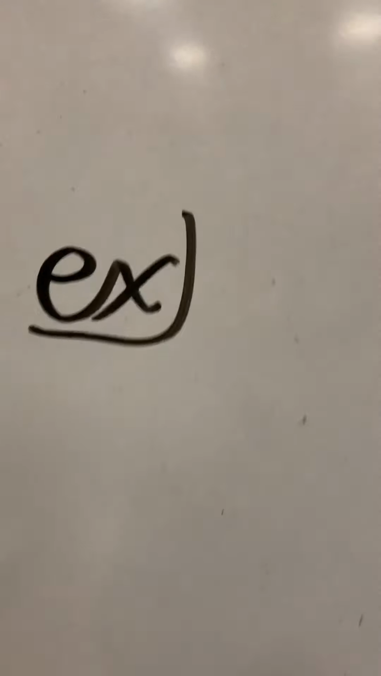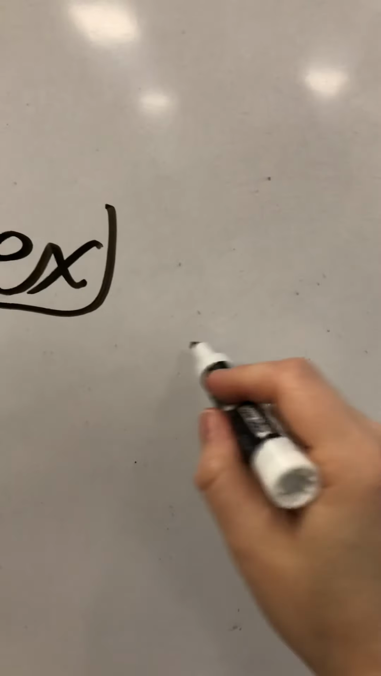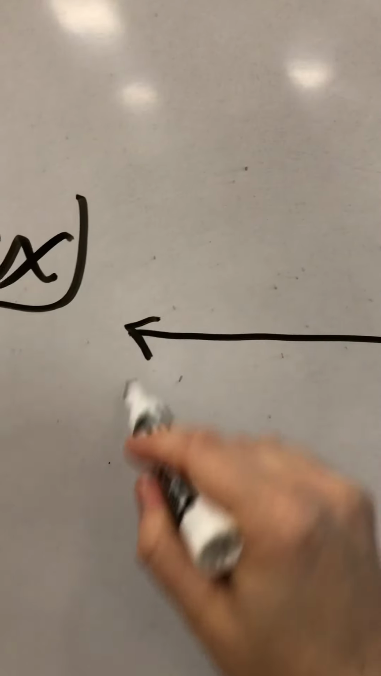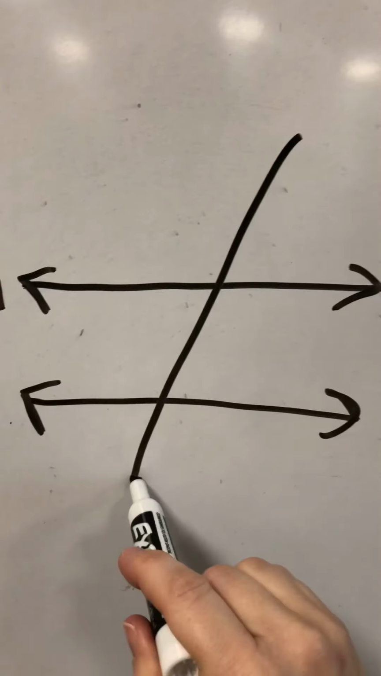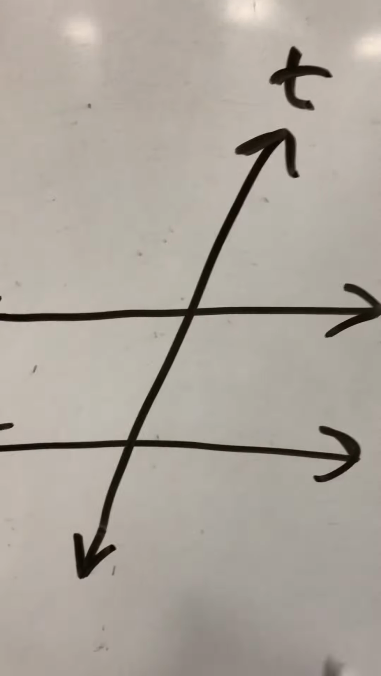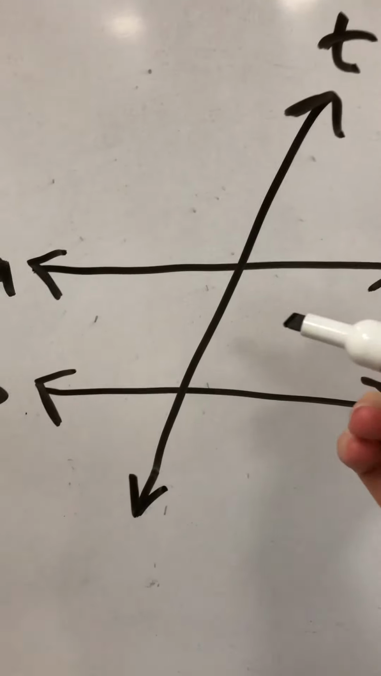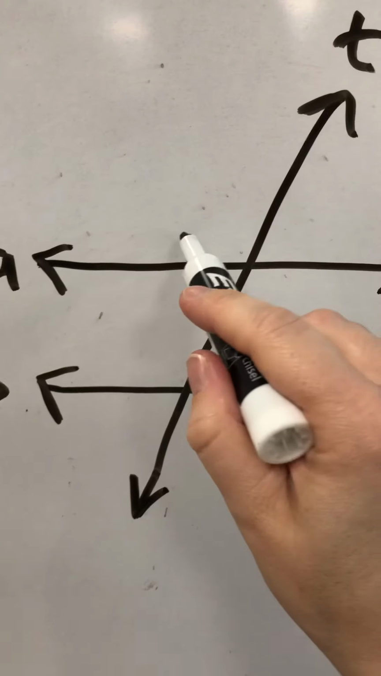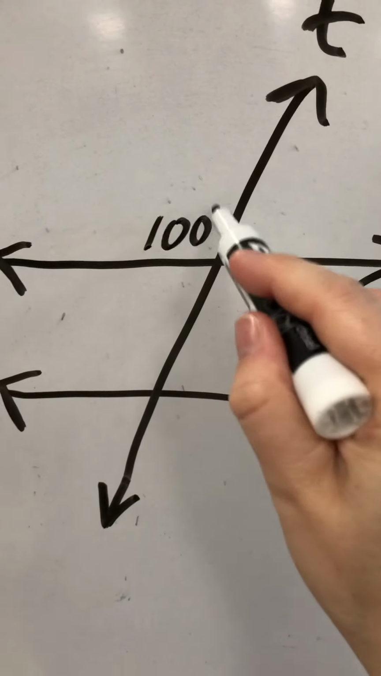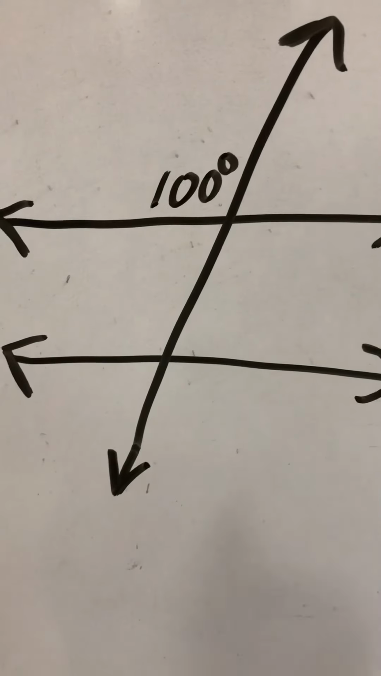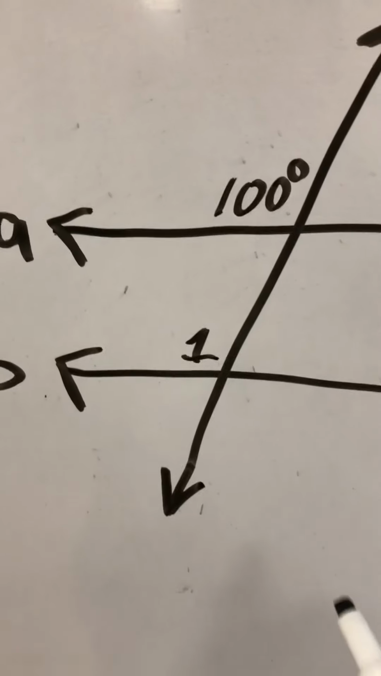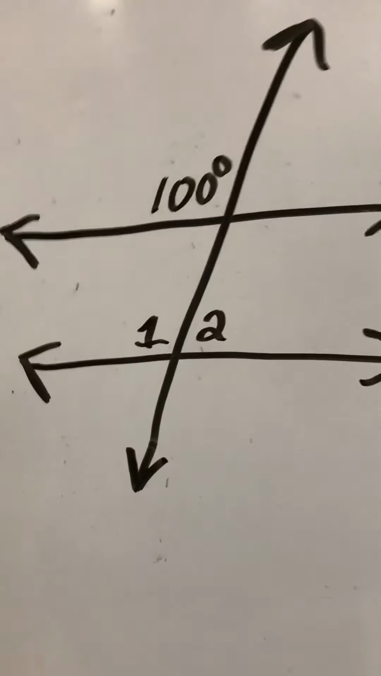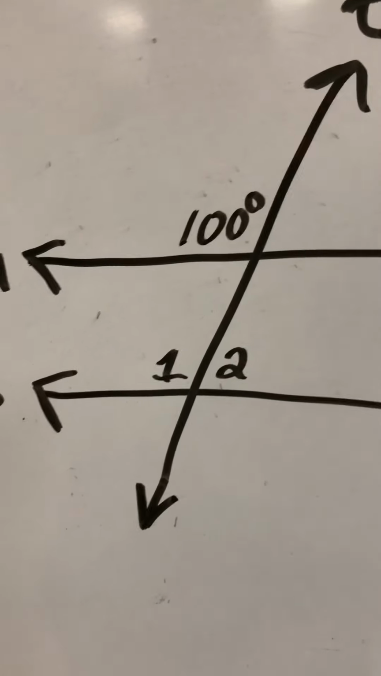Real quick example here. Let's say that we have parallel lines, and we'll label our lines A and B. They are parallel. We'll say here that a transversal line is going through them. And let's say that this first angle here is 100 degrees. We'll call this angle 1, and we'll call this angle 2. I want to know what angle 1 and angle 2 are. How could we figure this out?